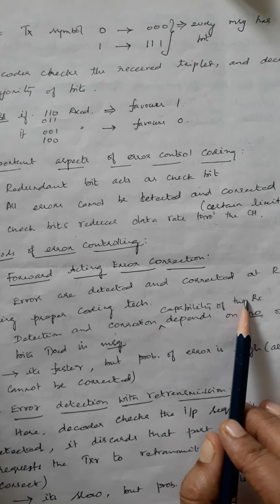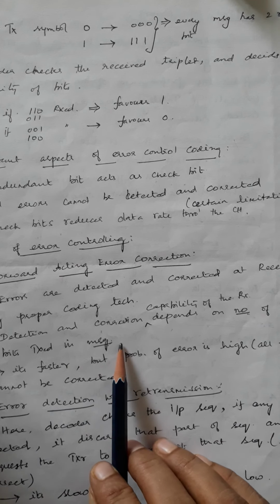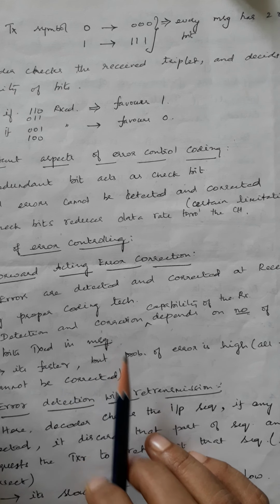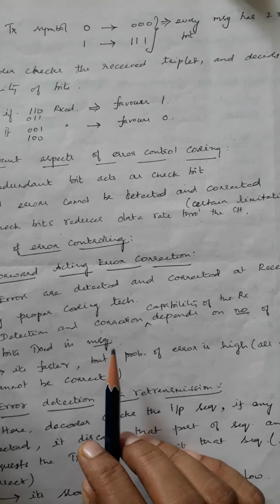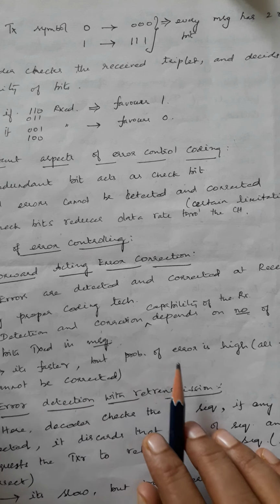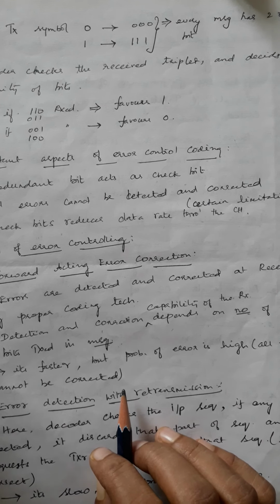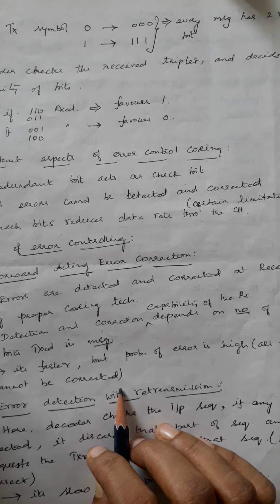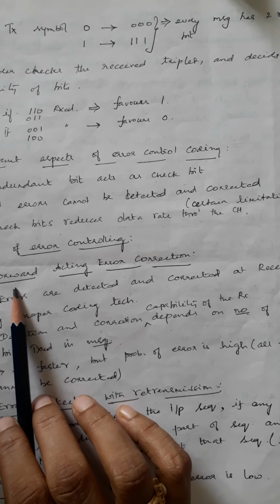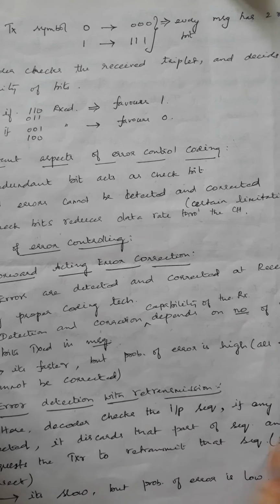The capability of the receiver depends on the number of redundant bits transmitted in the message. Depending upon that, you do a proper decoding process at the receiver end to detect errors. It is a faster process, but the probability of error may be high, since all error bits cannot be corrected in this case. So this method, which we do on the receiver side, is called forward acting error correction.